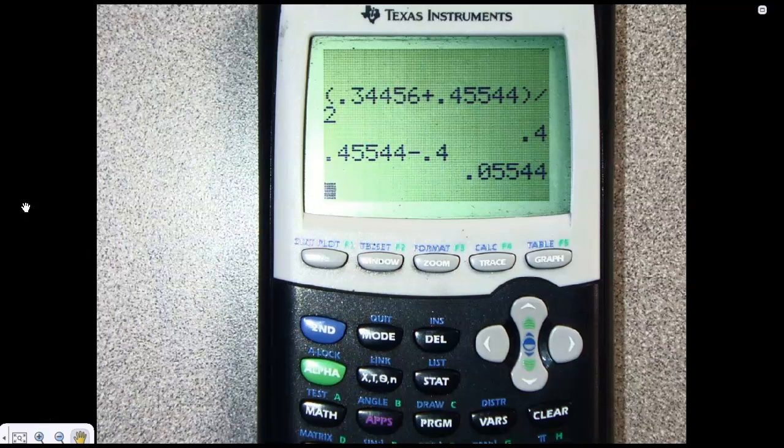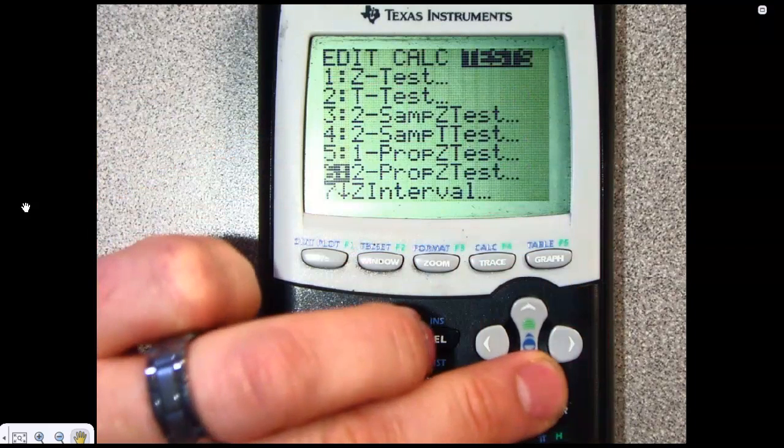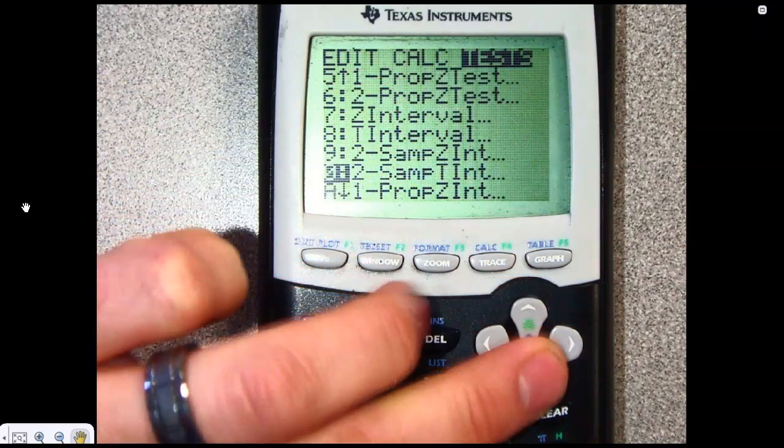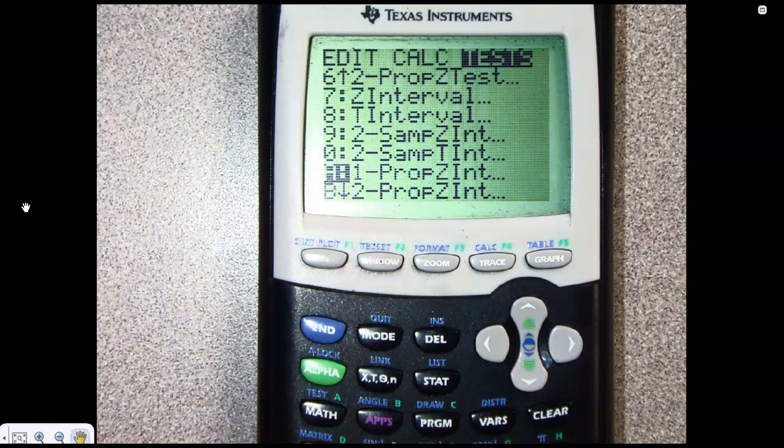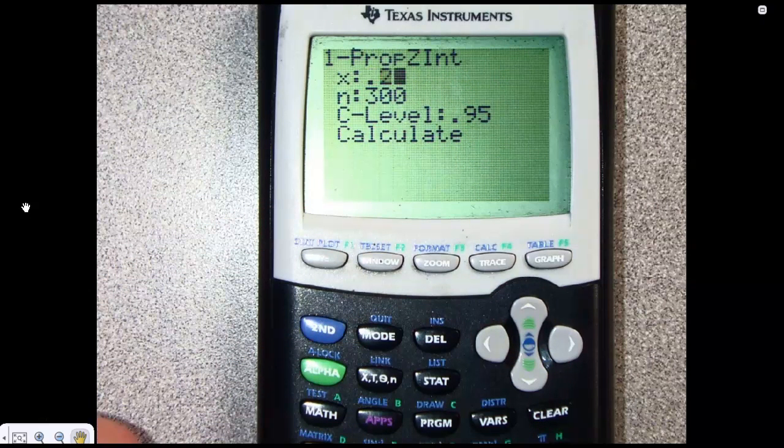Stat tests. This is a one prop Z interval, because I only have one set of data, right? So here I'm going to type in 0.25 times 500. Here I'm going to type in 500. I didn't tell you the confidence level today. You guys just leave it at 0.95?